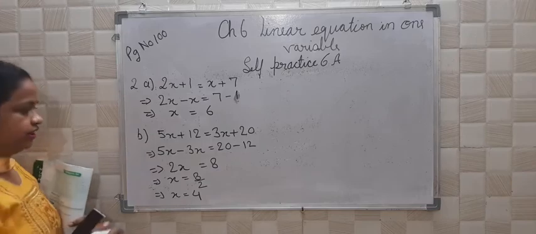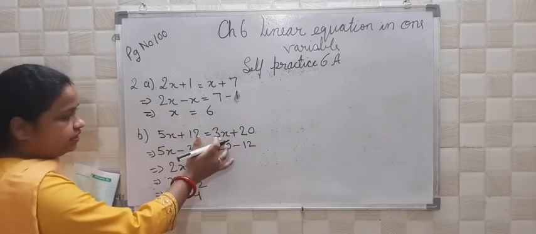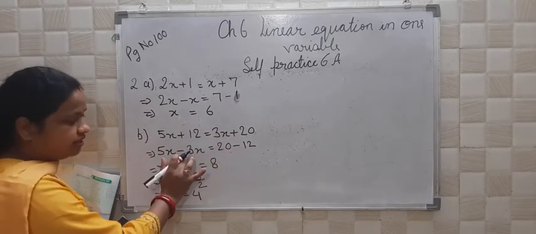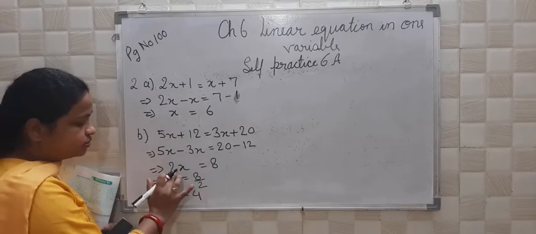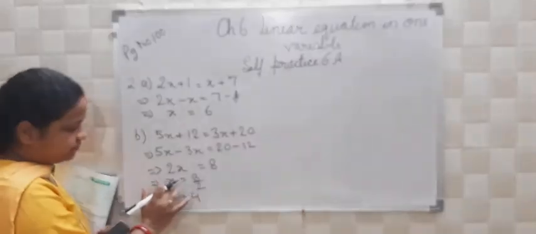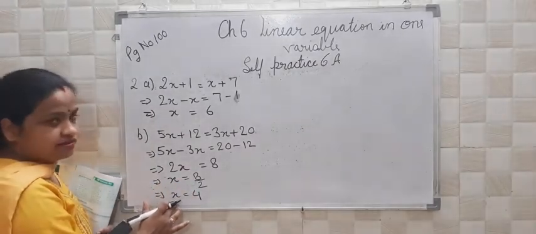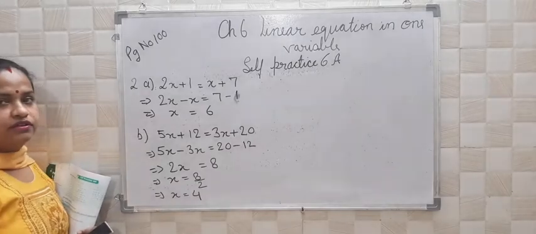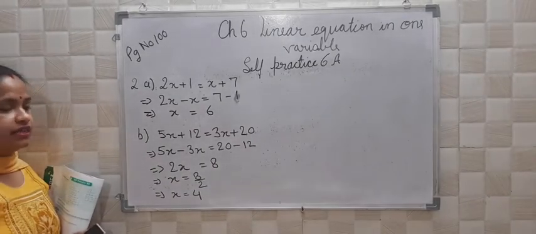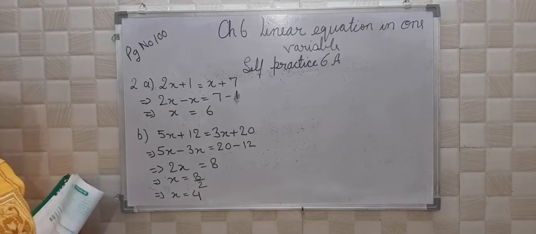Okay. What you are having? 5x plus 12 is equal to 3x plus 20. Now this 3x will come on the left hand side. It will become 5x minus 3x is equal to 2x, and 20 minus 12 is equal to 8. What will be here? x is equal to 8 upon 2. So x will be equal to 4. Okay. The value of x in this equation will be 4. Now see the C part.